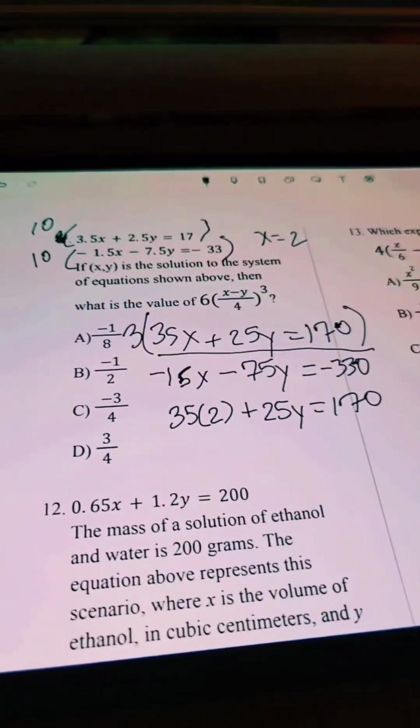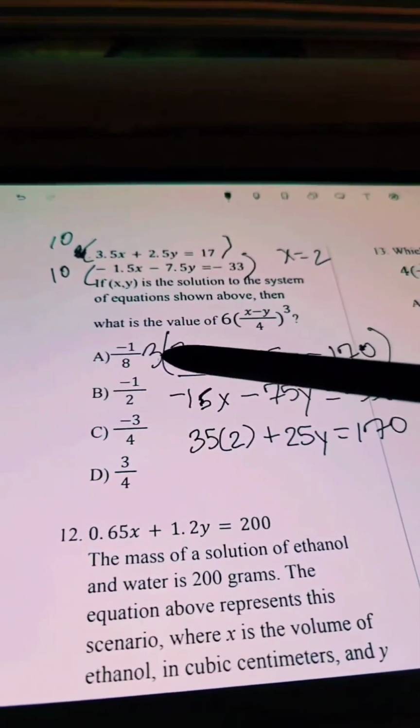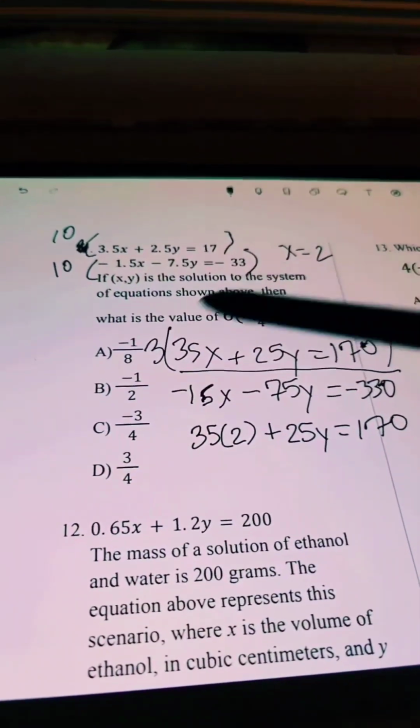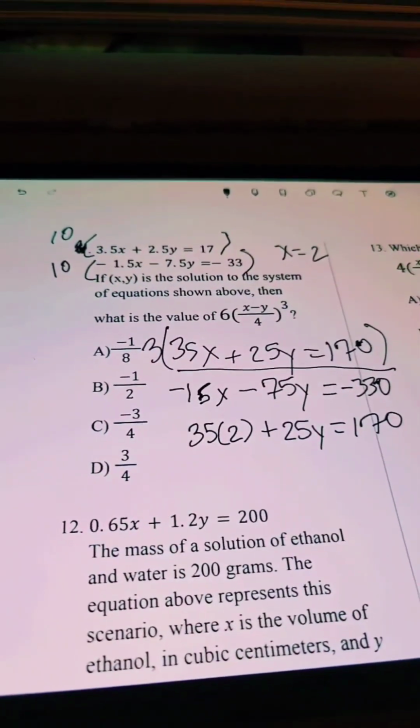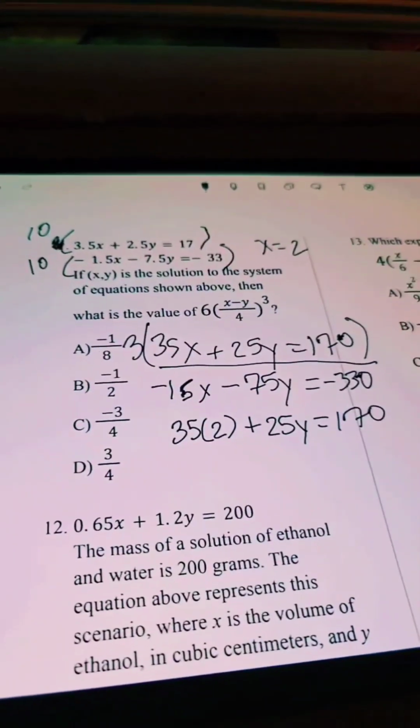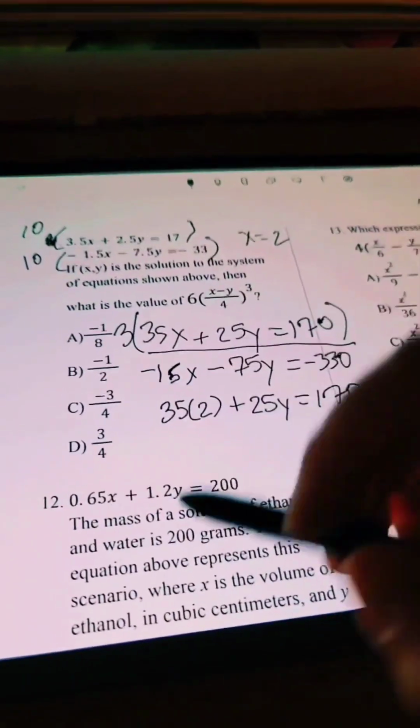And I can already see people asking, but what about the 3? You can use the other equation where you multiply everything by 3 and do the 105x plus 75, all of that. You can use that equation as well. It doesn't matter. They're both equivalent.